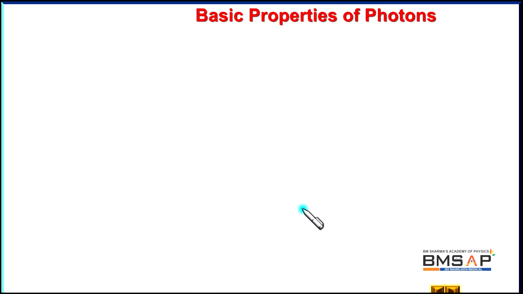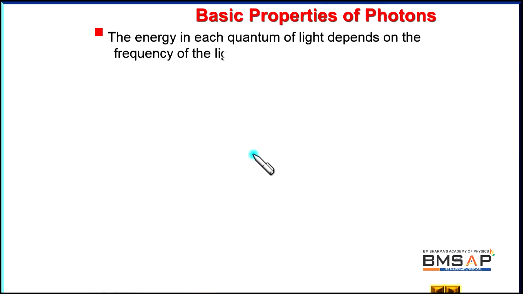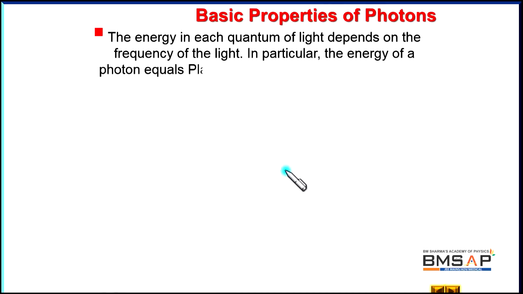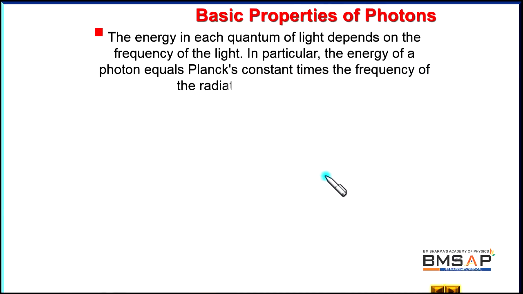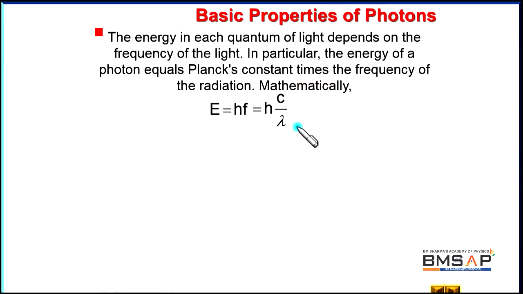In particular, the energy of a photon equals the Planck constant multiplied by the frequency of the radiation, or mathematically you can write, E is the energy of the photon, E = hf, and we know f is the frequency and it can be written as c divided by lambda. This is the energy of a photon, right.